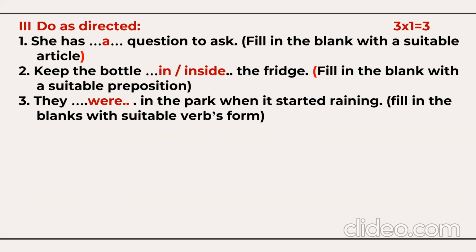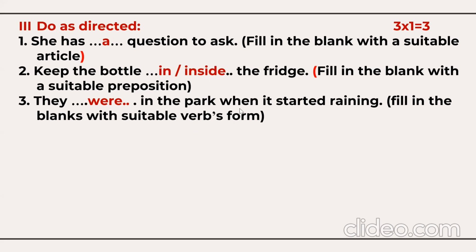Next, we are moving here to the second segment of do as directed. We have here articles, preposition, and the suitable form of the verb. So here each for 1 mark. She has a question to ask. So fill in the blanks with a suitable article. She has a question. Is the article. Keep the bottle in the fridge or inside the fridge. So fill in the blank with the suitable preposition, either in or inside.